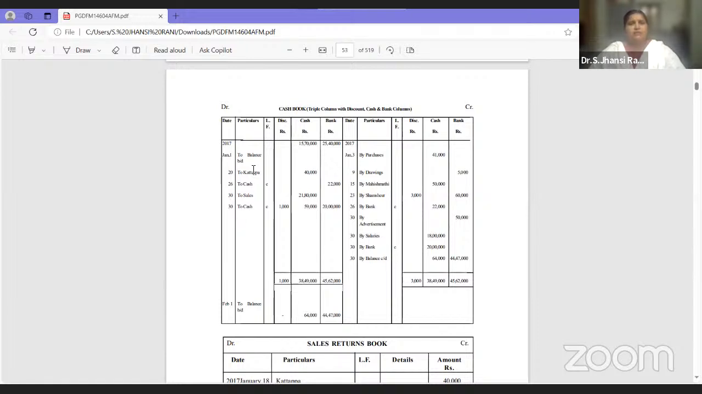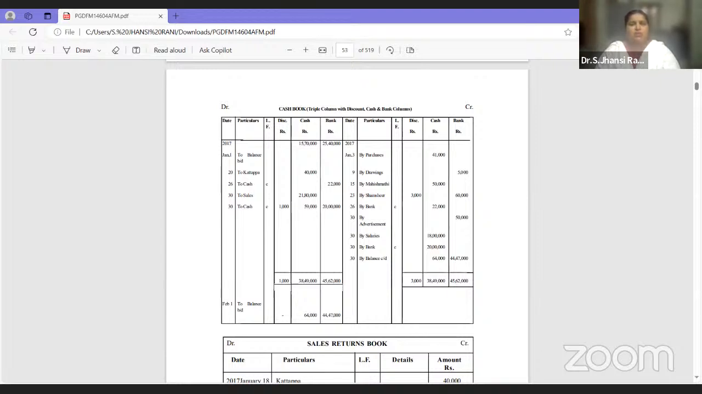In the cash book, we have three types: single column, double column and triple column cash book. In the single column cash book, first of all, cash book means we take only cash transactions into consideration. And in the single column cash book, there is no differentiation whether it is cash, bank or whatever it is, we take it in the same account.